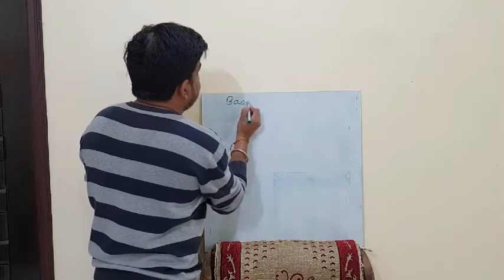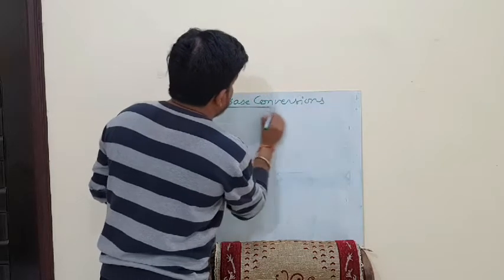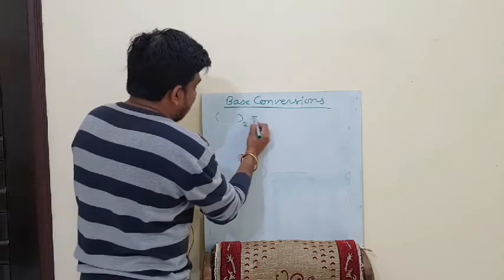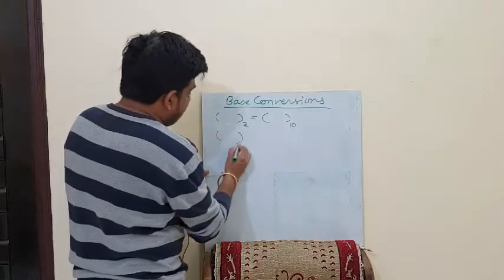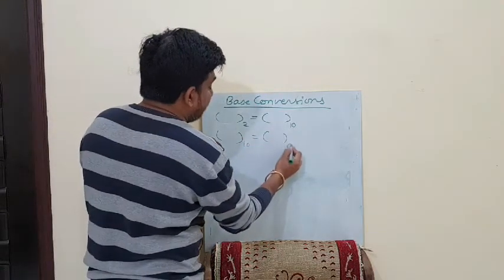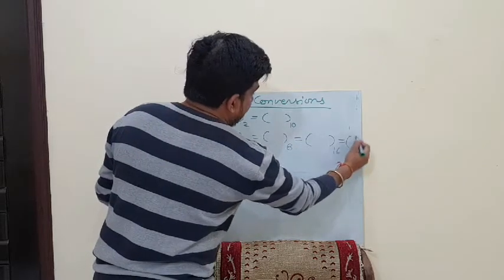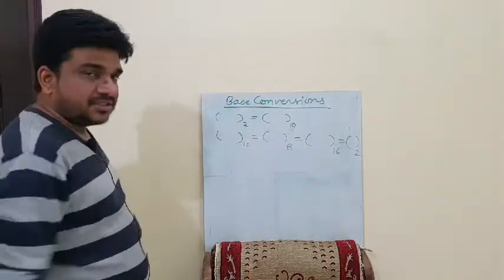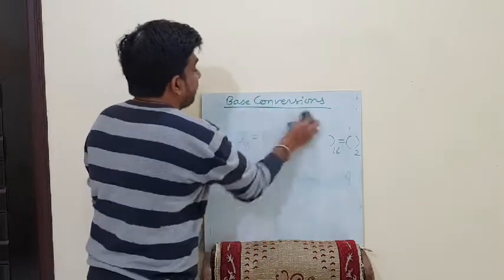So next is base conversion. One number is written in one base and somebody says convert it into base 10. Some number is written in base 10, and somebody says convert it into base 8, or base 16, or the same number should be converted into base 2. So many questions can be created. We should understand how to convert, right?